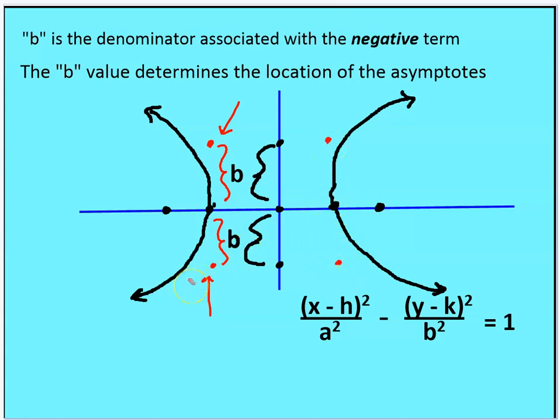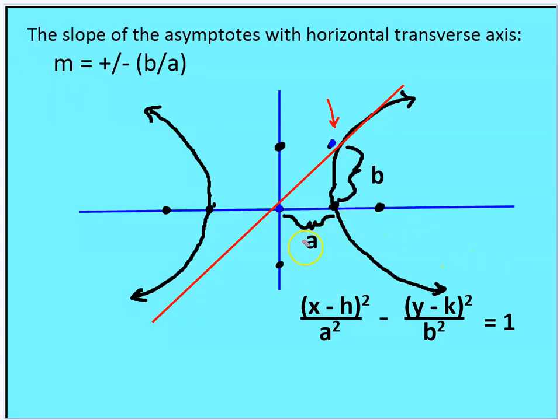And then we can draw the asymptotes from there. So what we're really doing with the b value is we're using the b value as a marker from either the center or the vertices to help mark out these red points, which are going to be the points which help us determine the line which constitutes the asymptotes. And so let's talk a little bit more about that when we talk about equations for the asymptotes, which is what we're going to do now.